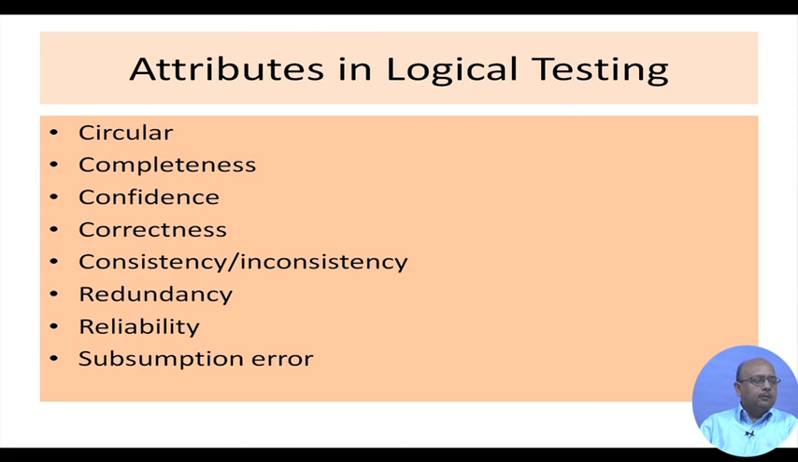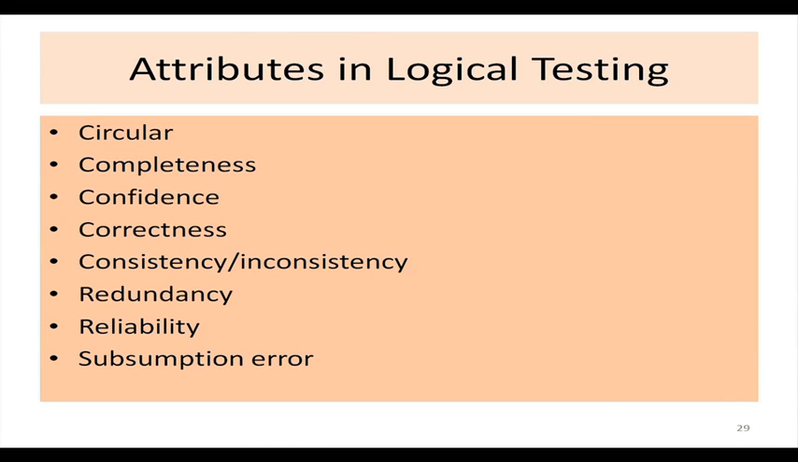Next, what are the attributes of logical testing? Circular. Circular means it has to move in a circle, starting with one point and then moving to the next. What it means is that there is a cycle. We talked about knowledge capture, then codification, then you move to the next part, testing and development, and finally you again move to the same cycle.